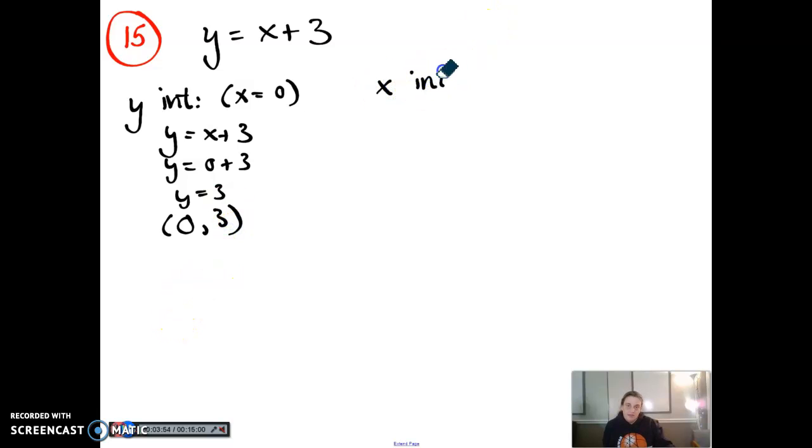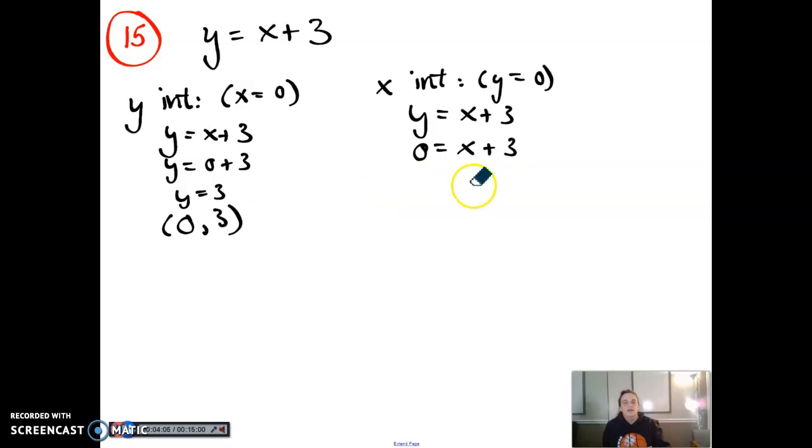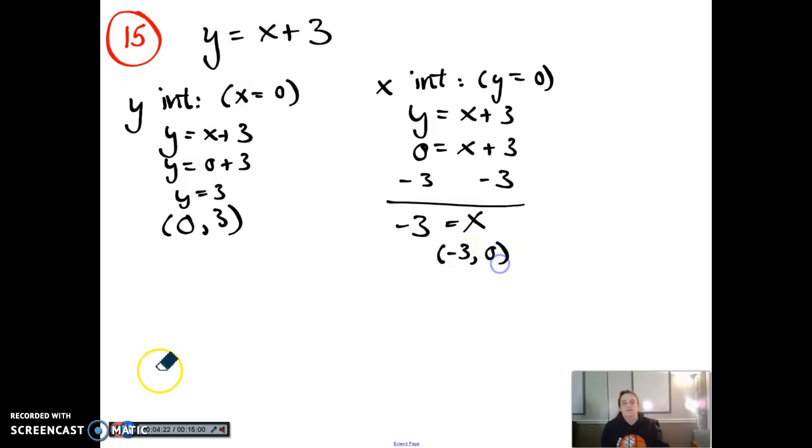My x-intercept is the point when y equals 0. So my equation, y equals x plus 3, when I substitute that in, becomes 0 equals x plus 3. And to solve this one, it's only one variable. I know how to do that. I need to move this 3 to the other side of the equation. So I'm going to subtract 3 from both sides, and I get x equals negative 3. So my x-intercept is negative 3, or the point negative 3, comma, 0.